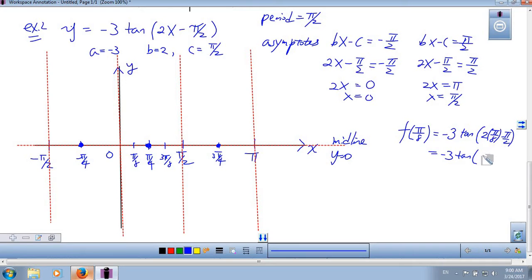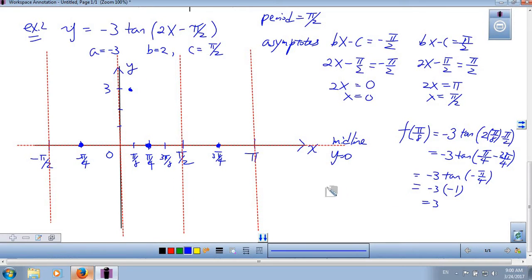Pi over 4 minus pi over 2. Pi over 2 is 2 pi over 4, right? So it's negative pi over 4. Alright, so it's negative 3 tangent of negative pi over 4. Now tangent of negative pi over 4 is negative 1, so it came out to be 3. So at this point, 1, 2, 3, it's going to be at the point 3. So that means it's going to be very sharp.